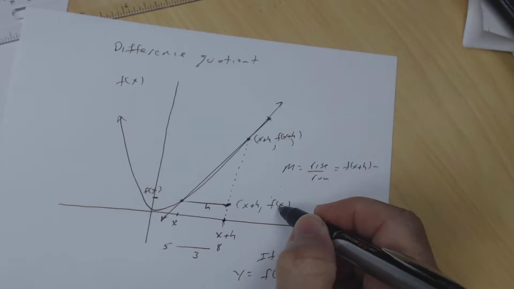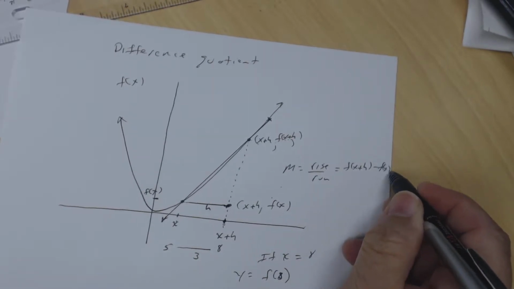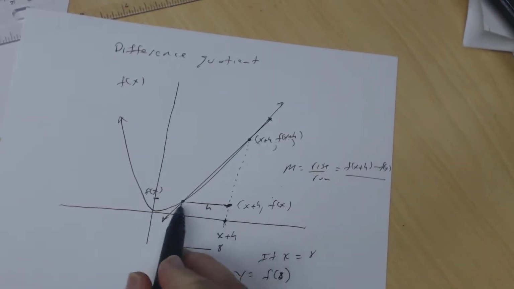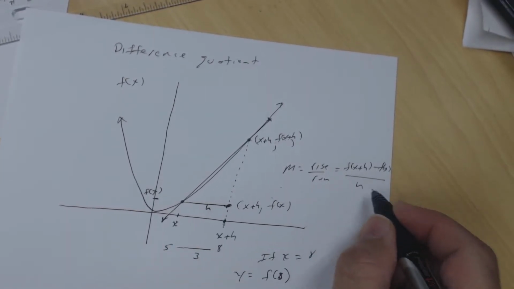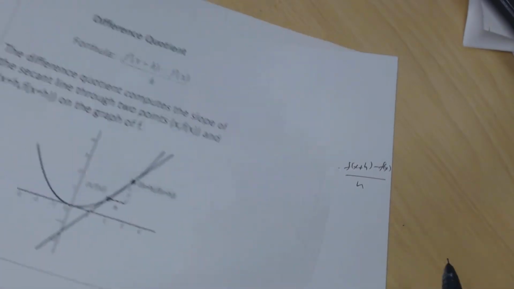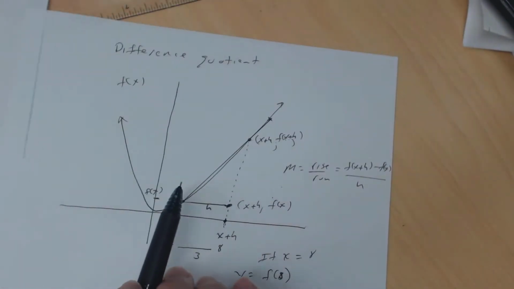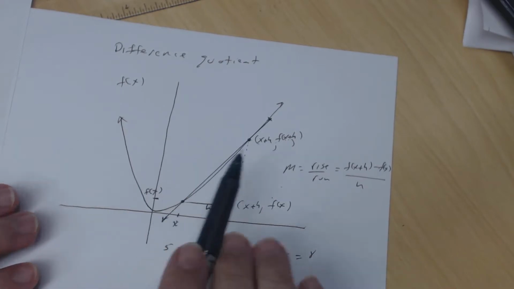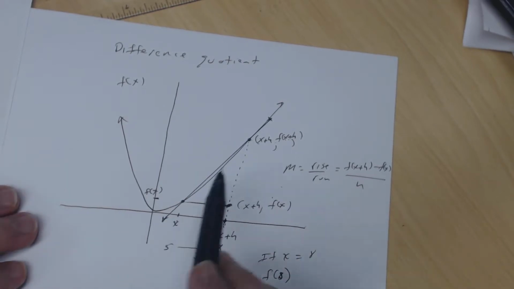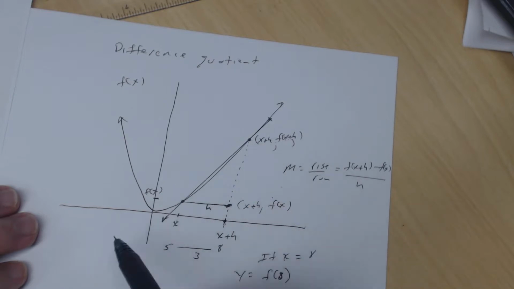Subtract this y coordinate, which is f of x, all over the run, and the run is this distance here. So that's just h. And so that's where this difference quotient comes from. It's a very rough sketch of trying to explain where this formula comes from, but it comes from the slope of a secant line.